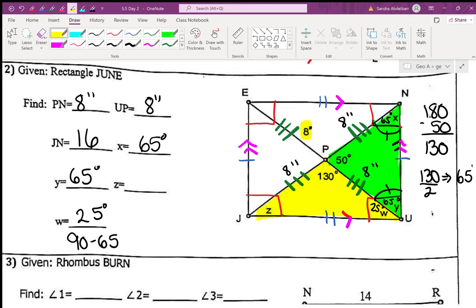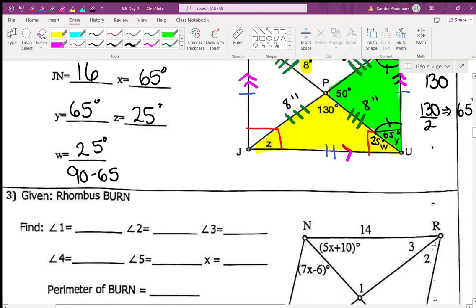Okay, so we're looking at this triangle. Once again, look at this yellow triangle. Aren't the legs congruent? If the legs are congruent, what else are congruent? Base angles. So if one base angle is 25, the other base angle has to be 25. Do you think it's important to know the properties? Yes. All right, let's keep going.